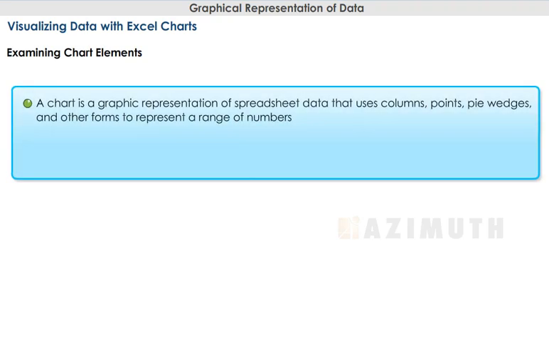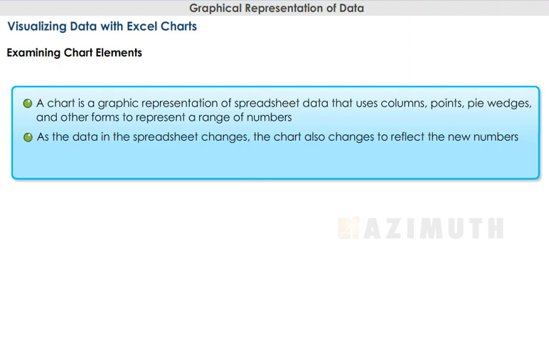Examining chart elements. A chart is a graphic representation of spreadsheet data that uses columns, points, pie wedges, and other forms to represent a range of numbers. As the data in the spreadsheet changes, the chart also changes to reflect the new numbers. Let us discuss some of the common chart elements in this topic.